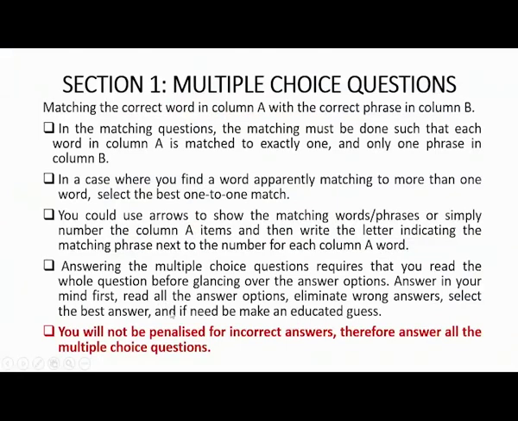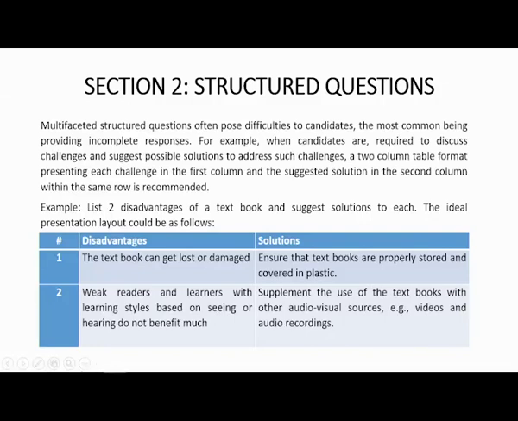And that's why we say if you get stuck, then you make what we call an educated guess, where you know it's just between 1 or 2. And you will have eliminated the obviously incorrect ones. So that allows you to narrow down to the most likely correct answers. Oh, sorry. I think I've skipped one slide here. Right, section 2, structured questions. And I go back to what we said about the multifaceted structured questions. For example, list 2 advantages of a textbook and suggest solutions to address or to mitigate each disadvantage.